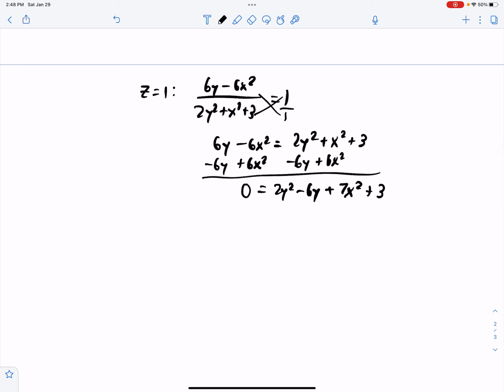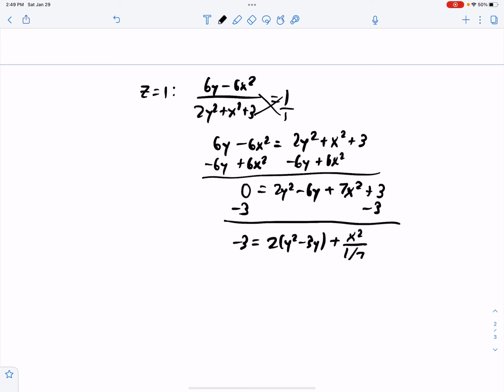All right, let's go ahead and bring a minus 3 over to the left-hand side. Then we've got a 2 times this y squared minus 3y again, and then we've got an x squared over a 7th. Okay, now to complete the square, just like the last time, the math works out the same. We're going to be adding a -3 over 2 squared, which is going to be positive 9/4, so it's still going to be y squared minus 3y plus a 9/4, plus x squared over a 7th.